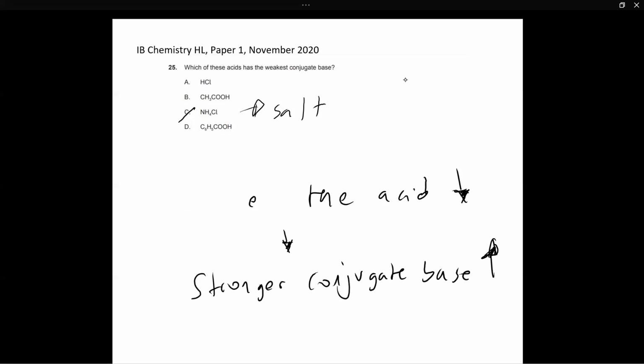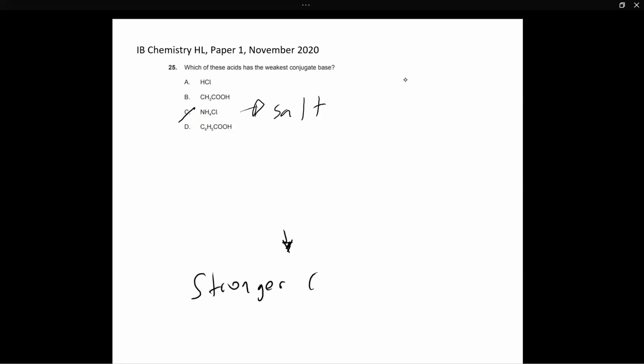Now, some of you may be a bit confused. You'll be like, okay, what is a conjugate base? If you don't know what a conjugate base is, that means that you haven't studied this topic, because that's actually one of the first things that comes up in this. For the sake of this video, I'm going to explain what a conjugate base is, but I highly recommend you go and read from your textbook or other resources about what a conjugate base and a conjugate acid and the Bronsted-Lowry or the Lewis theory is.